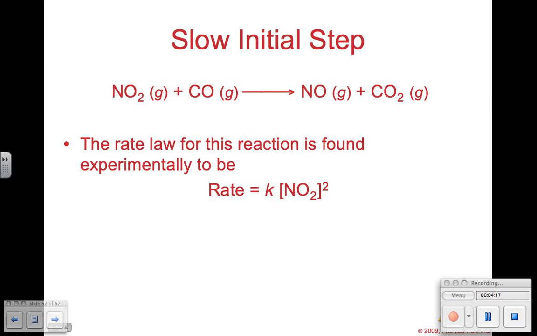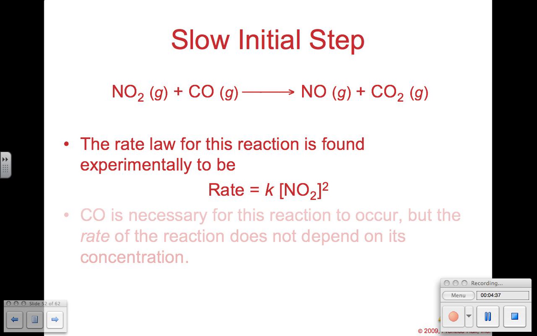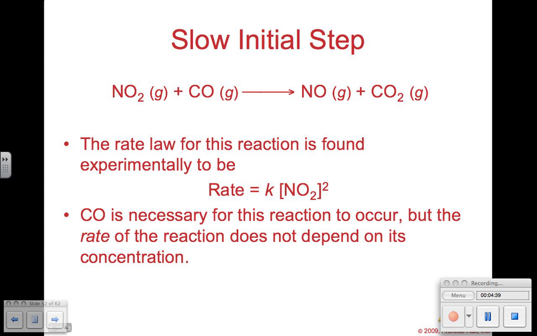So how does this apply? How do we utilize this? Well, if the slow reaction is the initial step in the reaction mechanism, then the rate law is found experimentally by determining the rate of the first reaction. And so here we have rate equals k, the rate constant, times the concentration of NO2 squared. So it's a second order reaction.